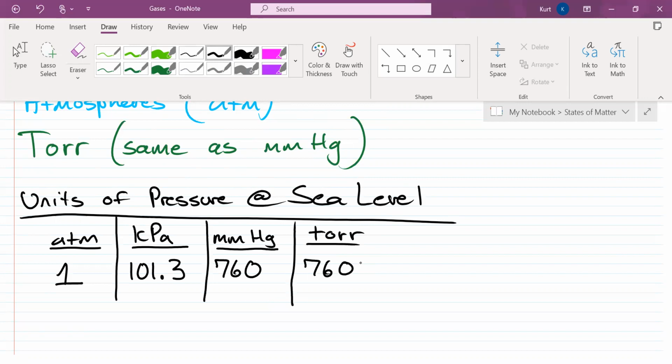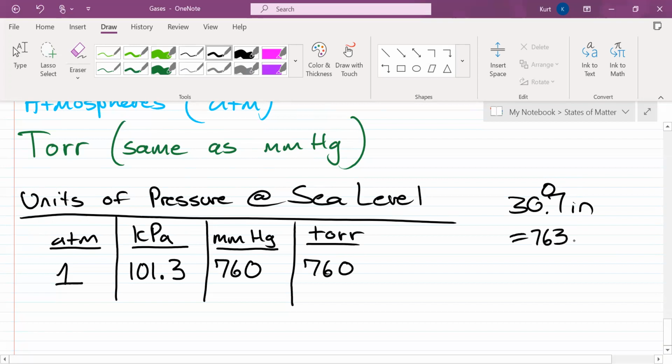What did she say? I don't want 30.7 inches. I want millimeters. Well, let's write that down. Hey Siri. How many millimeters is 30.7 inches? She said 30.07? Okay. Hey Siri. How many millimeters is 30.07 inches? All right, we'll stick with that. 763.